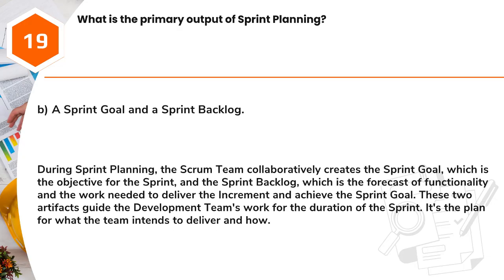Answer: B. A sprint goal and a sprint backlog. During sprint planning, the Scrum team collaboratively creates the sprint goal, which is the objective for the sprint, and the sprint backlog, which is the forecast of functionality and the work needed to deliver the increment and achieve the sprint goal. These two artifacts guide the development team's work for the duration of the sprint. It's the plan for what the team intends to deliver and how.